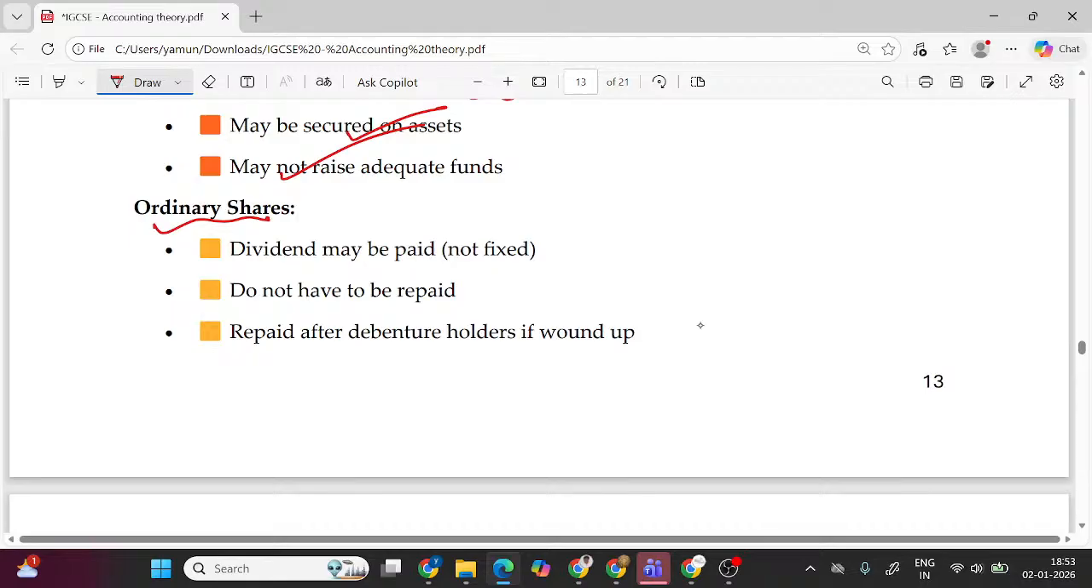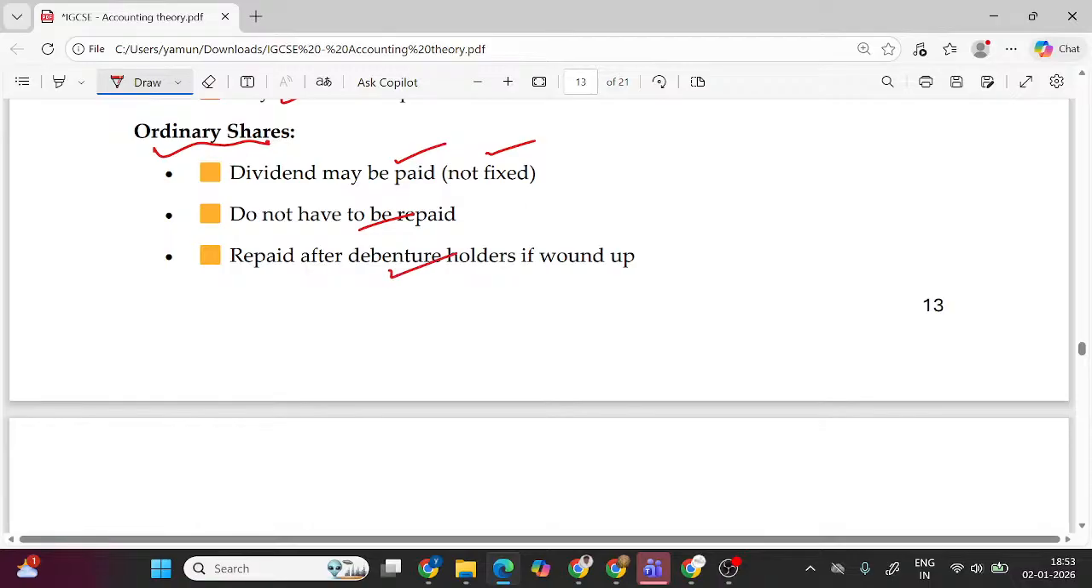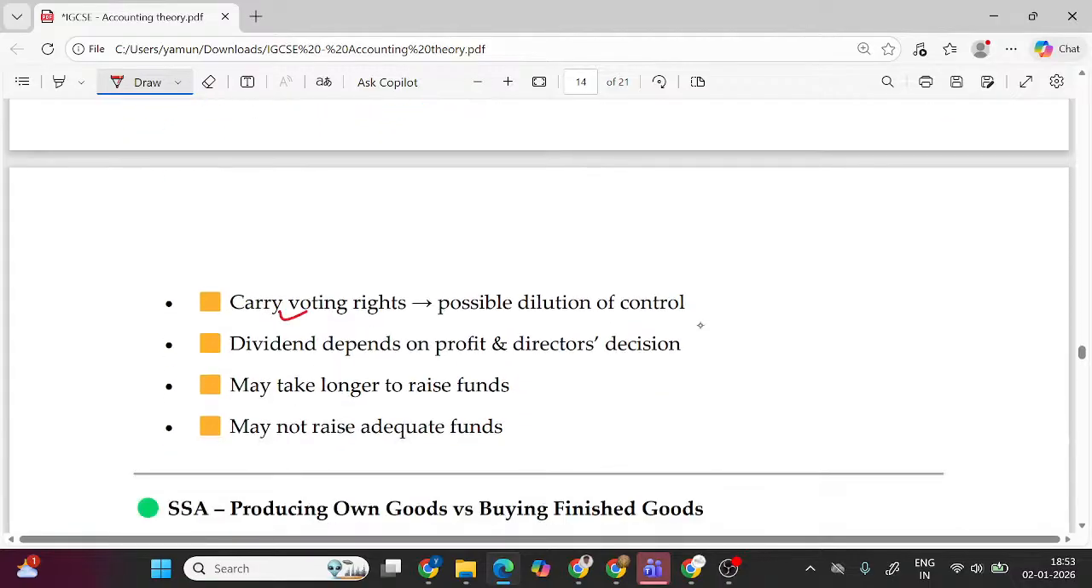Ordinary shares: dividend may be paid, not fixed. Do not have to be repaid. Probably repaid after debenture holders if wound up. It will carry voting rights.